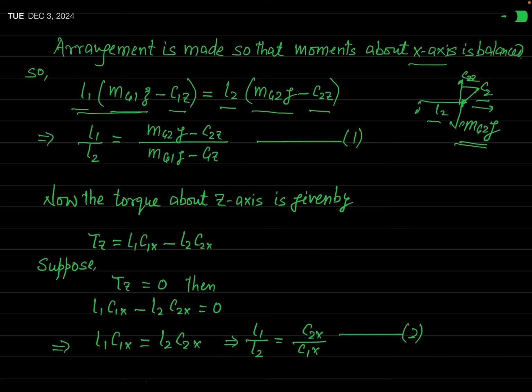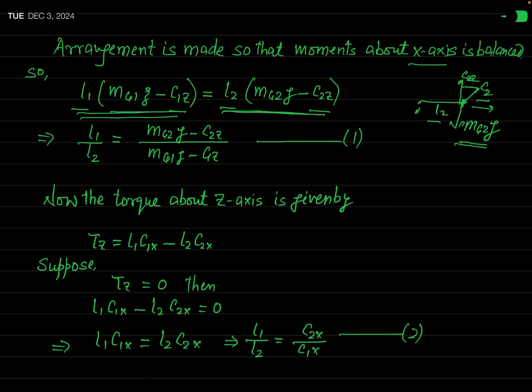Actually, this torque acting on body 1 balances the torque acting on body 2, so both are equal and opposite. I have mentioned here only the magnitude. So the magnitude of the net torque acting on the first body is equal to the magnitude of the torque acting on the second body. But if you actually find the torque vectors, these two vectors will be in opposite directions, so their vector sum will be 0, and we say that the moments about the x-axis are balanced.